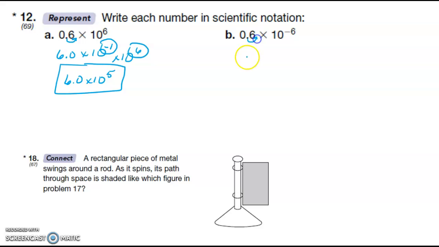Here I'm going to move it again. 6.0 times 10 to the -1 times 10 to the -6. When I add these, I get 6.0 times 10 to the -7.